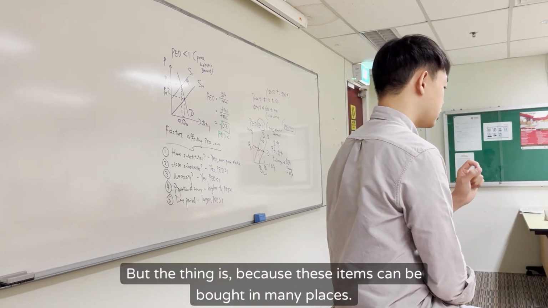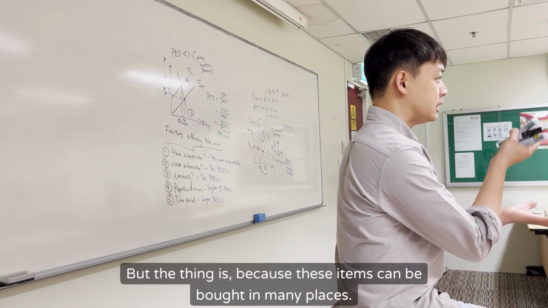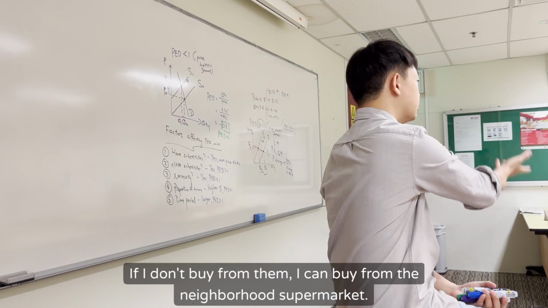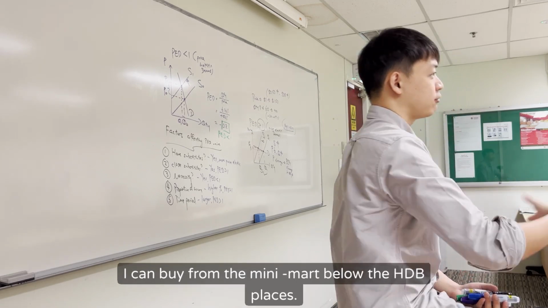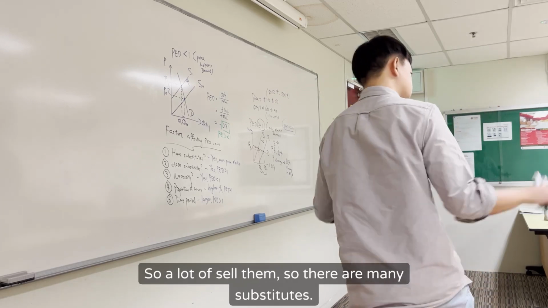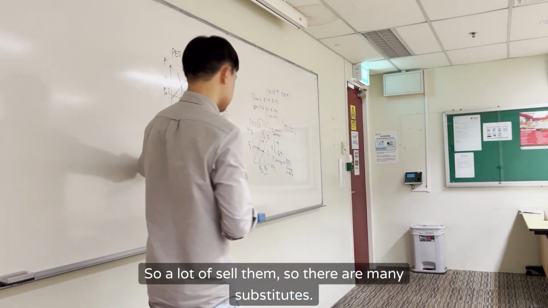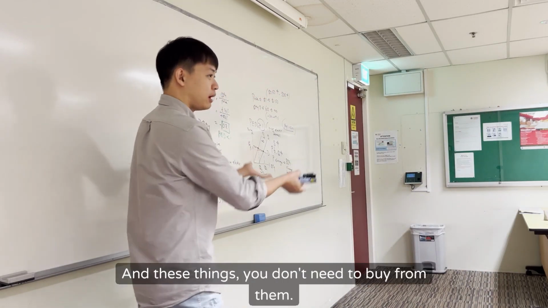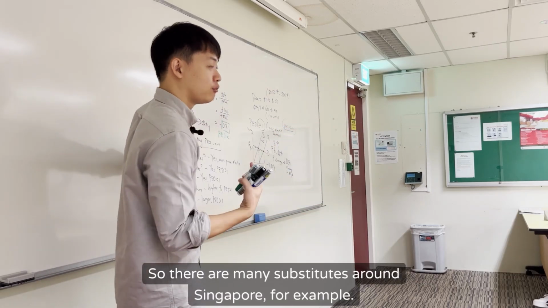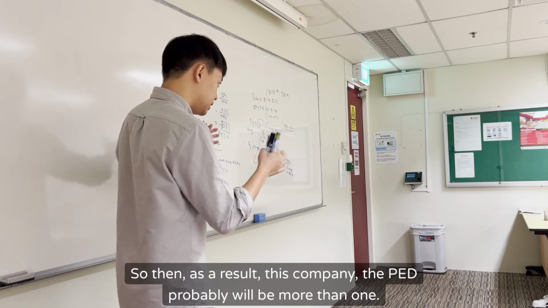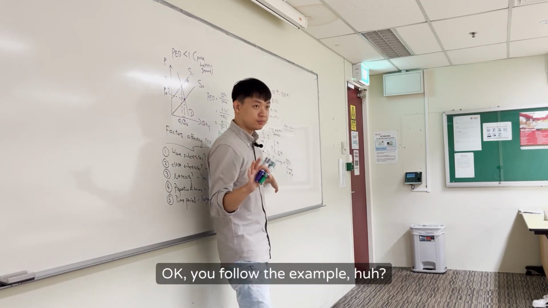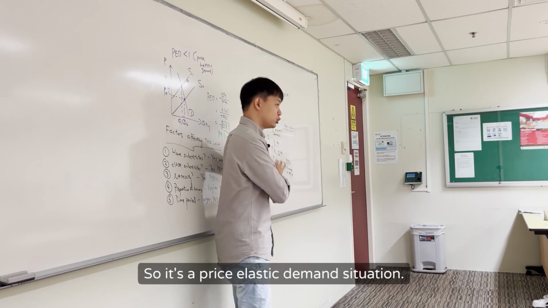But the thing is, because these items can be bought in many places, if I don't buy from them, I can buy from the neighborhood supermarket, from the mini mart below the HDB blocks. So a lot of places sell them. There are many substitutes, and there are also many brands. So there are many substitutes around Singapore, for example. As a result, for this company the PED probably will be more than 1. You follow the example. So it's a price elastic demand situation.